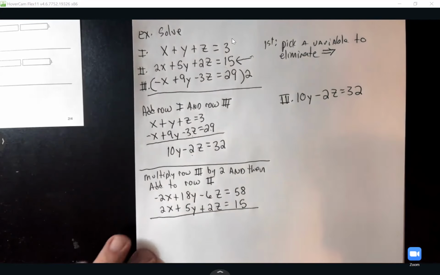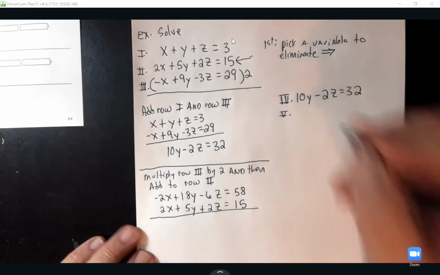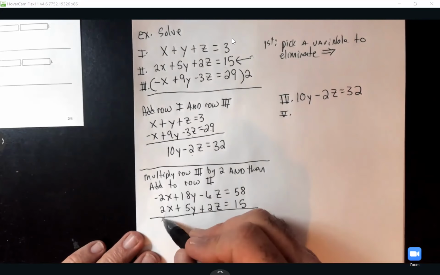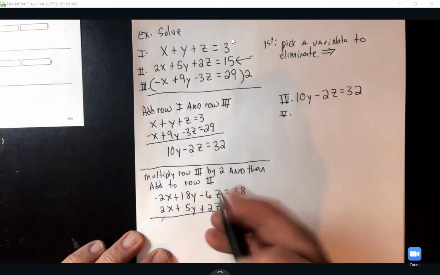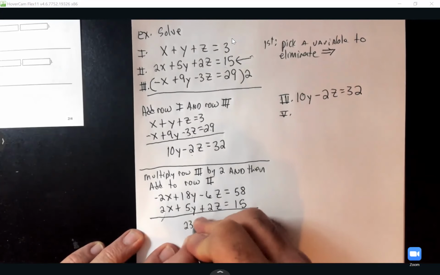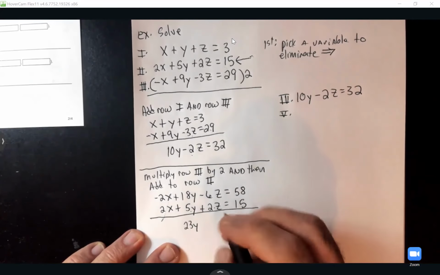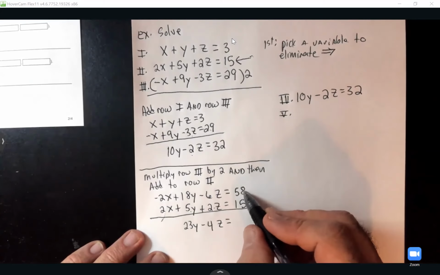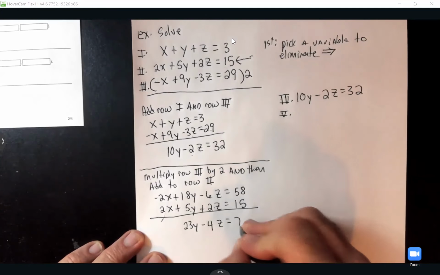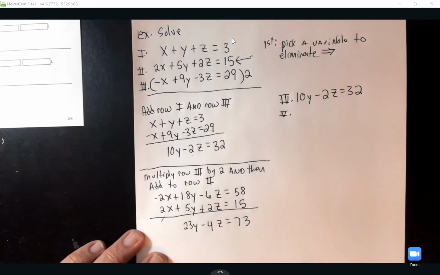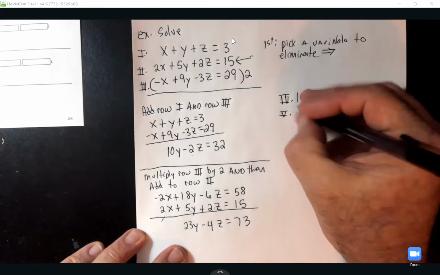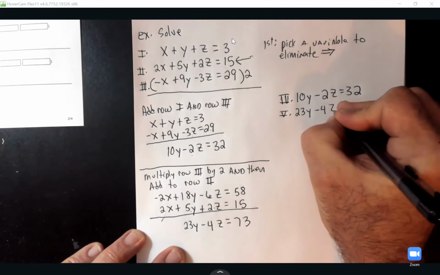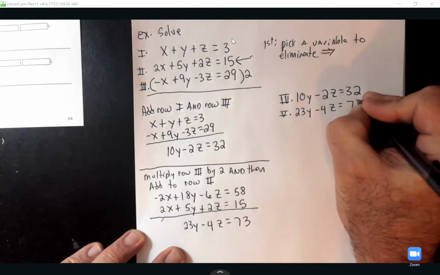When we add them together, we'll have our equation 5. So y'all look, the x's cancel. 18 and 5 give you 23y. -6 and 2 give you -4z. And then let's see, 58 and 15 give you 73. So row 5 is now 23y minus 4z equals 73.